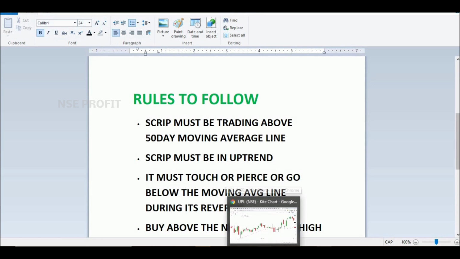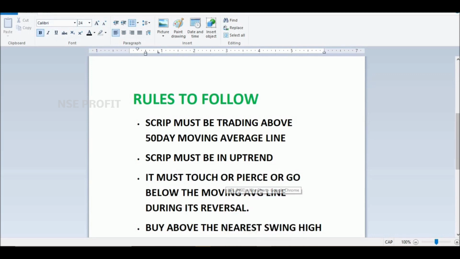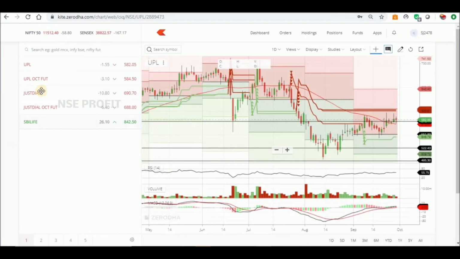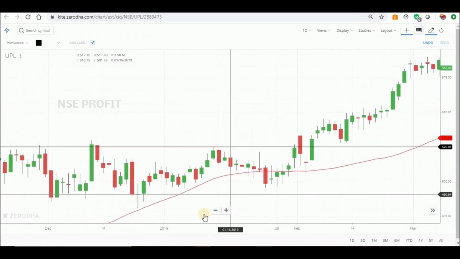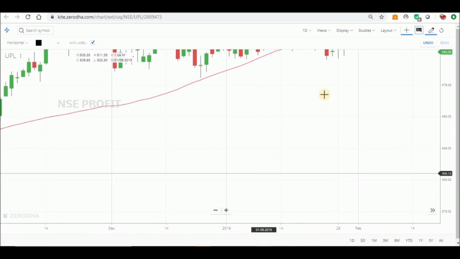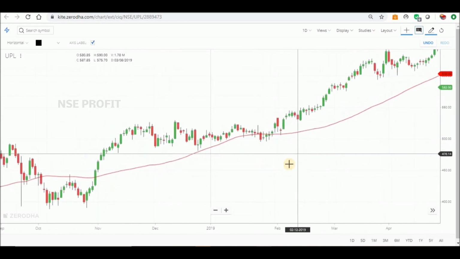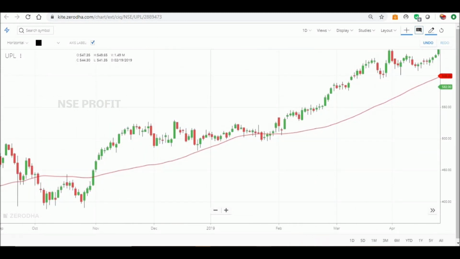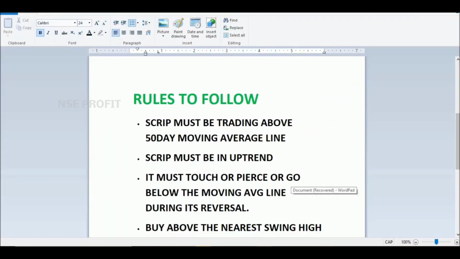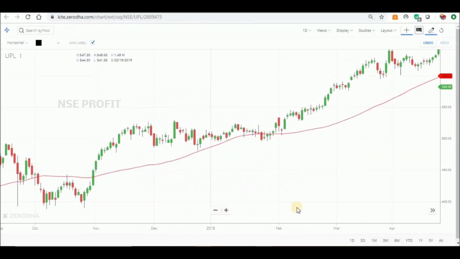So let's go back to the example now, applying the strategy. The first example is UPL, which I'm going to take now. Let's go back to the rules and check. The first rule is, the script must be trading above the 50-day moving average line. Let's come back to the chart. If we consider this part, the script is trading above the 50-day moving average.